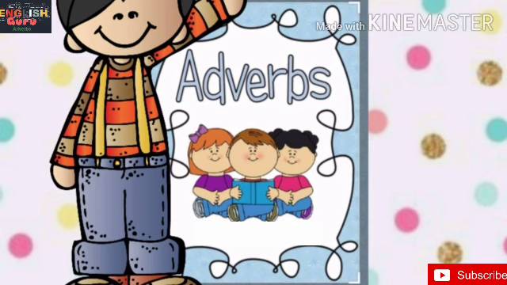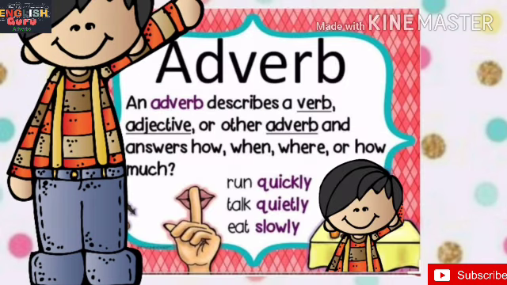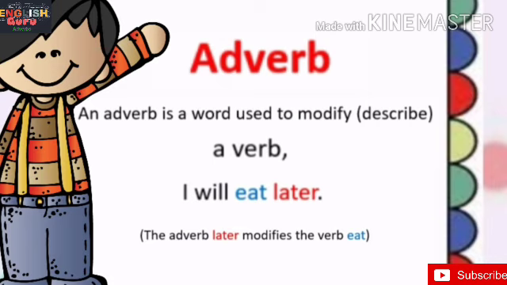Let's begin. An adverb describes a verb, adjective, or other adverb and answers how, when, where, and how much. For example, run quickly, talk quietly, eat slowly. Adverb is a word used to modify or describe a verb. For example, I will eat later. The adverb later modifies the verb eat.